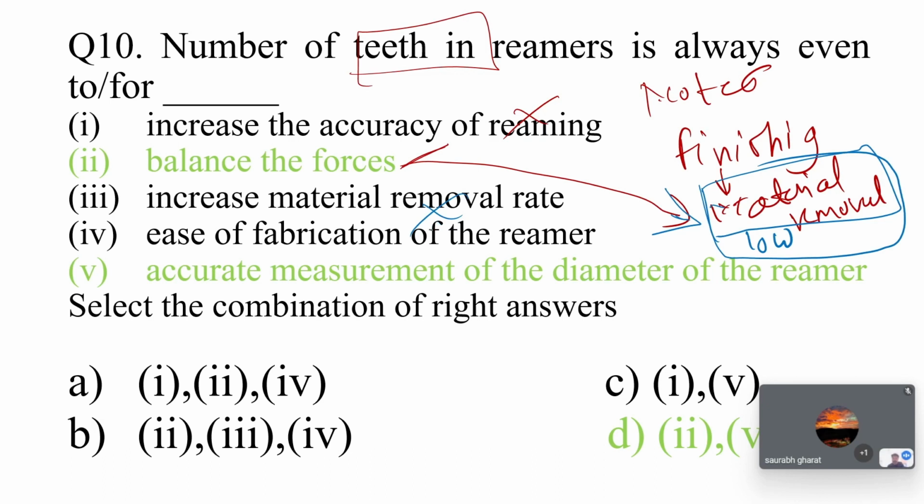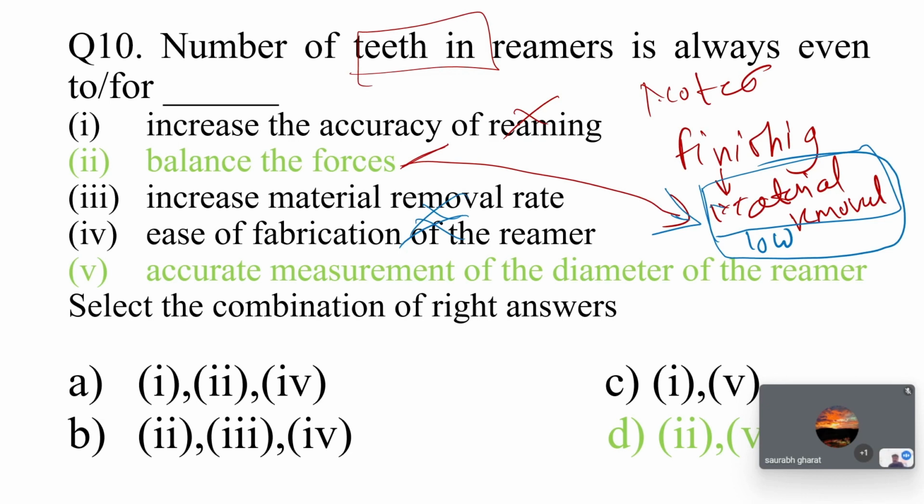Ease of fabrication of the reamer is not the purpose. Reaming is actually a process used to get a specific part, not to ease the fabrication of the reamer. It is used to make the part proper. It is only one concept.